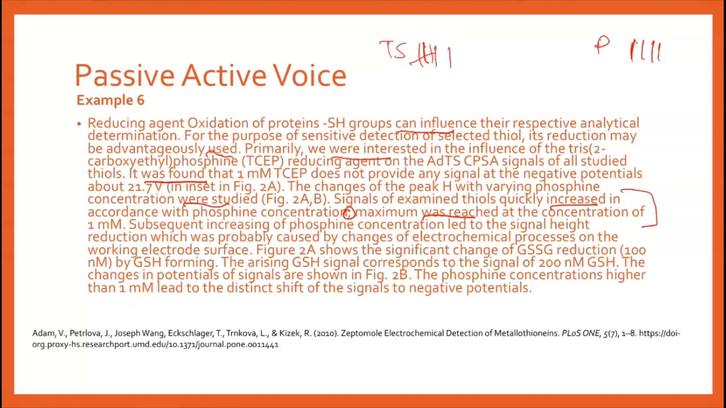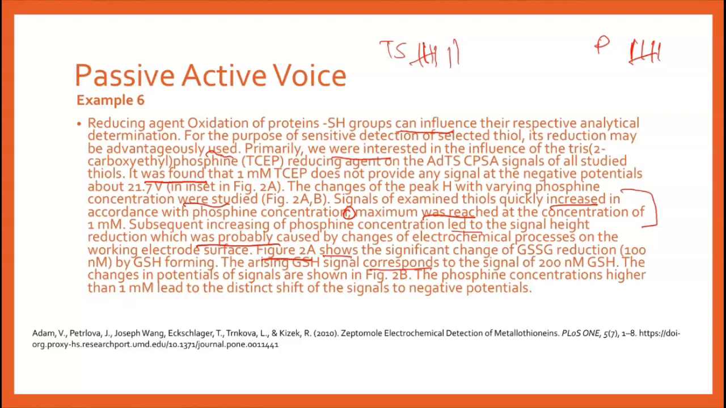The first one is active. The second one is passive. It's actually kind of nice in terms of flow. Subsequent increasing of phosphine concentration led to, that's active, which was probably caused as, another passive. Again, passive, active in 1 sentence, also kind of nice. Figure 2A shows, right? So present tense, that's active. The arising figure corresponds to the signal, it's also active. Also present tense because it refers to the figure.